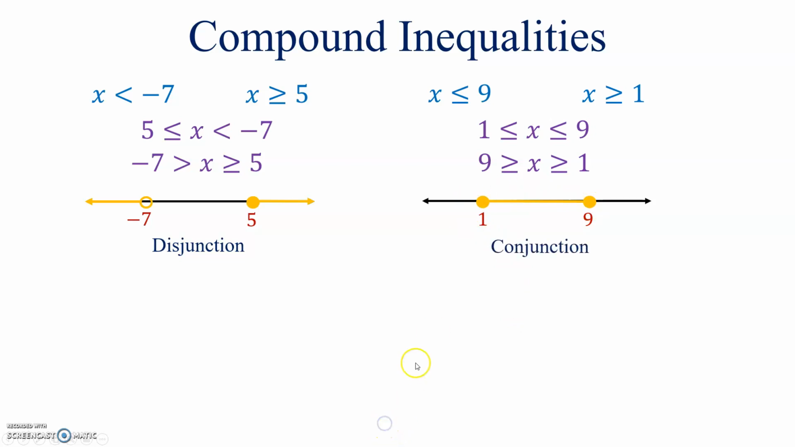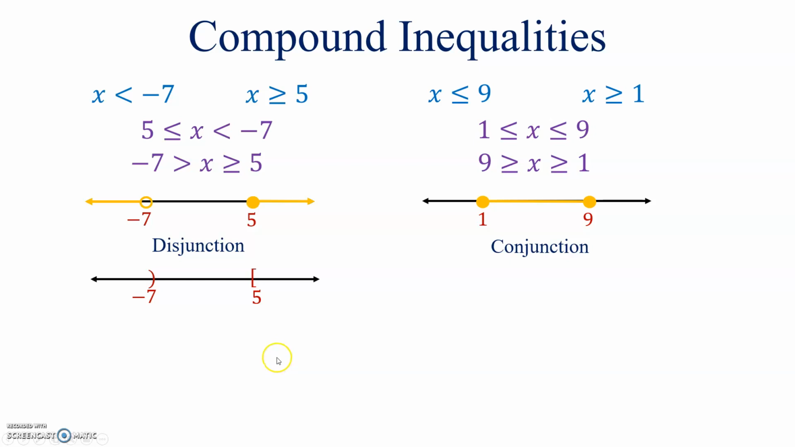This was called a conjunction. So you had two separate types of situations when you were working with compound inequalities. Now it's time to transition to the parentheses and brackets. So using the parentheses and brackets, at the -7, we would have had the parentheses going toward the left, and at the 5, we would have had a bracket going toward the right.